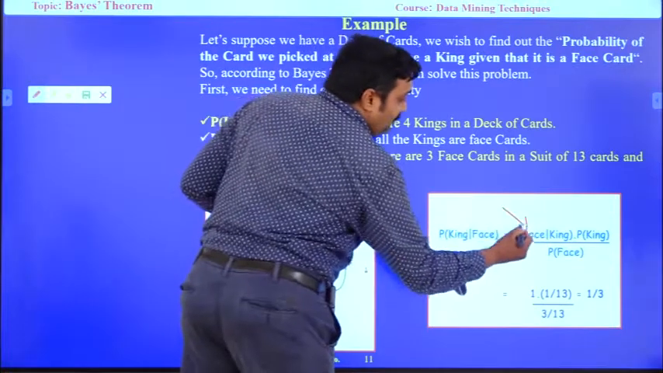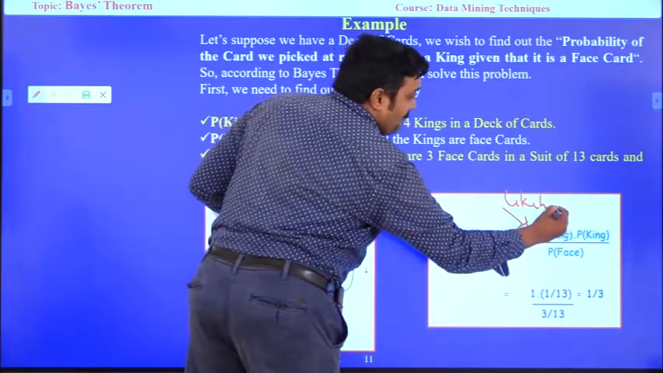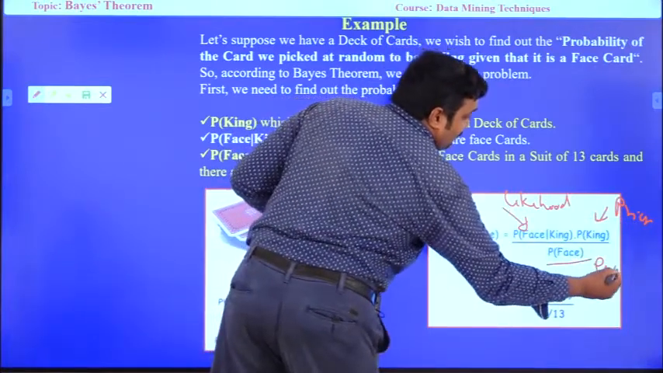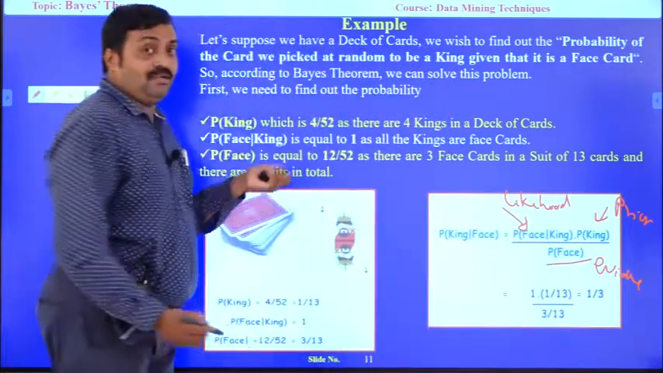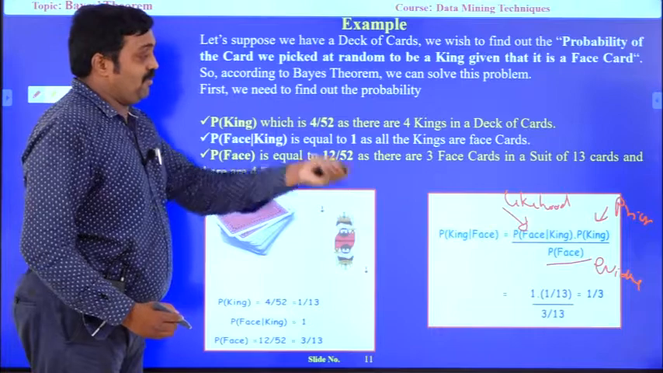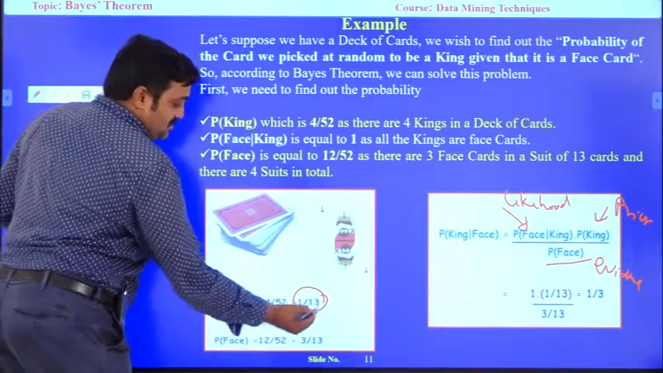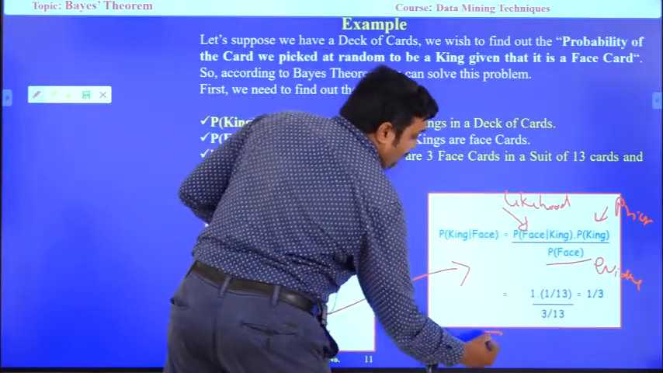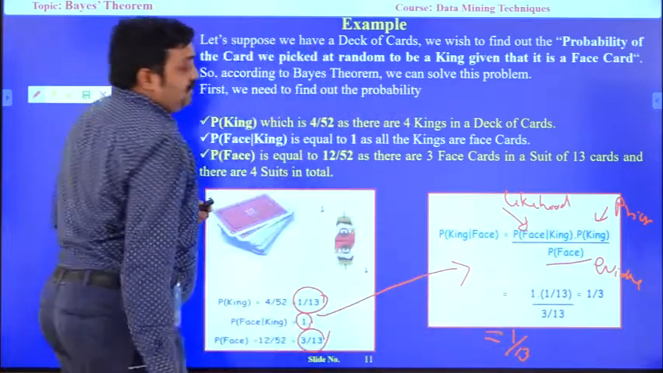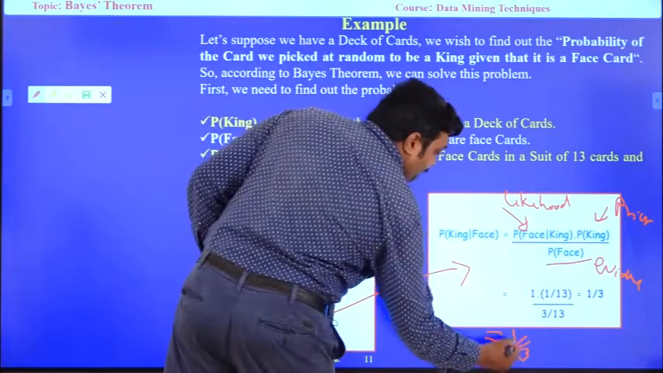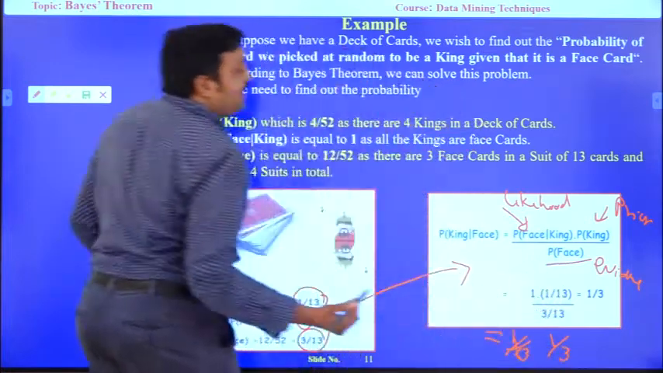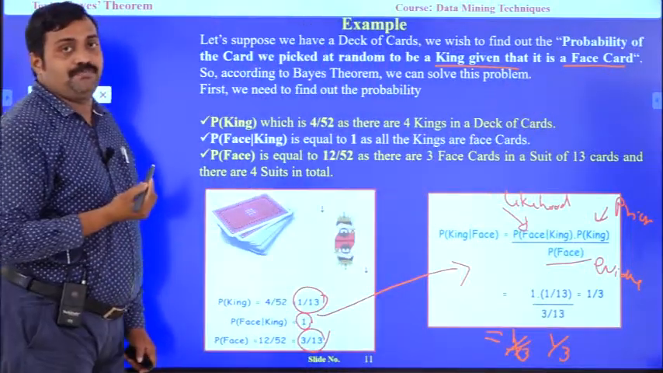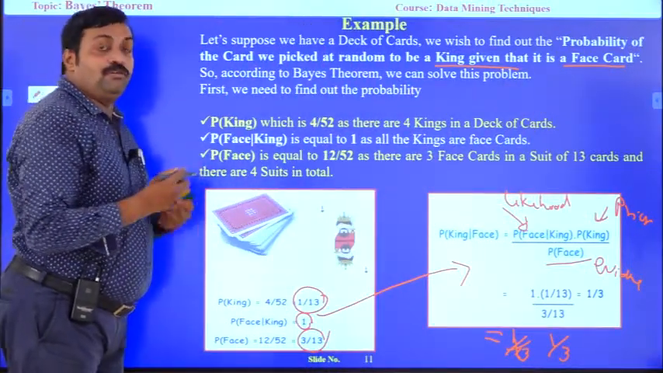This is the likelihood, and this is the prior probability and evidence, as in our base formula, the Bayesian theorem formula. We already know these values, so I am going to substitute them here. Then the probability is 1 by 3, the probability of getting my required card, a king with a face shape. This is how we calculate.